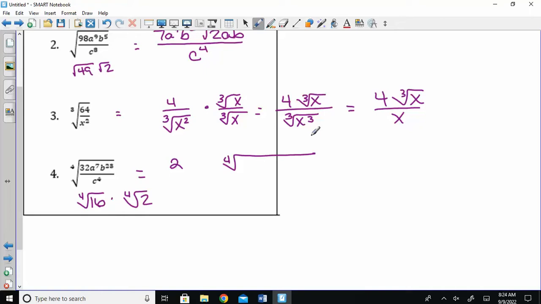A to the 7th. So if I have 7 A's, we can pull out groups of 4. So that means we have enough for 1 entire group and 3 left over. So 1 A comes out, A cubed remains.